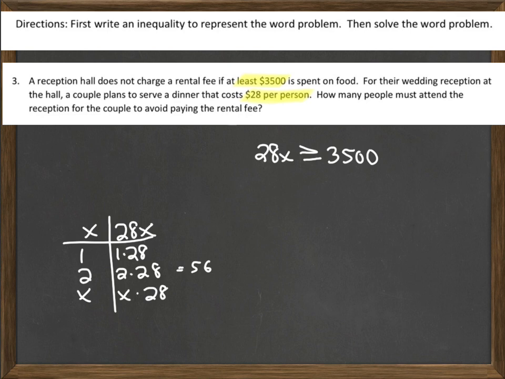So now we can see how many people have to be invited to the reception in order to waive the rental fee. What we're going to do is divide both sides by 28. And we find that x is greater than or equal to 125. So in other words, if they have 125 or more people come to the reception, then they will not have to pay that rental fee.